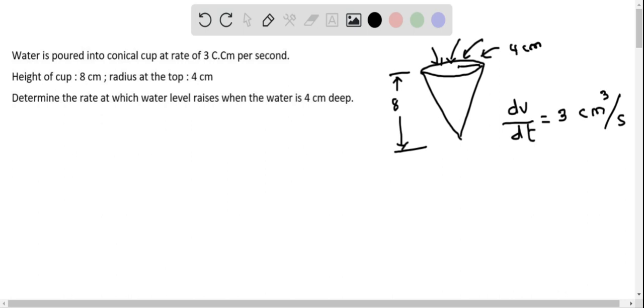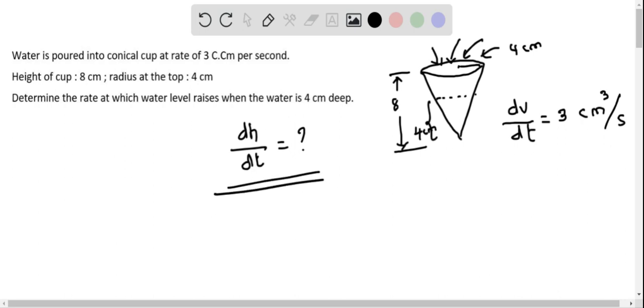and we have to determine at what rate the water level rises when the water is 4 centimeter deep. So it's somewhere like halfway from the bottom of the conical cup. So this is halfway when the height is 4 centimeter. We have to determine at what rate the height is rising. So for that, we have to solve for dH by dt.